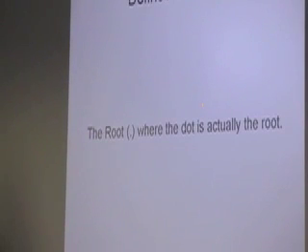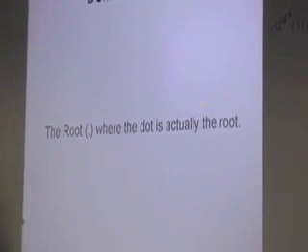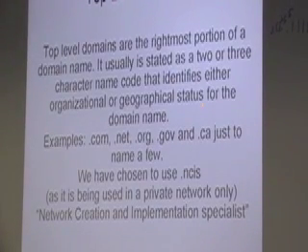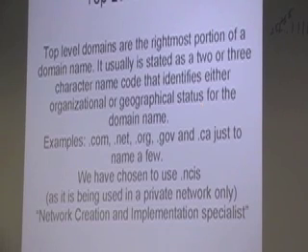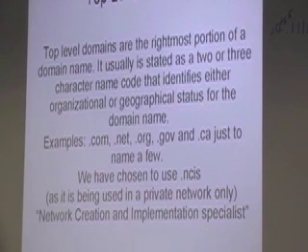Define DNS plans. The root: the little dot right here is actually the root of the name. There's actually a little dot down there, and that is the root. Top-level domains are the rightmost portion of a domain name. It is usually stated with a 2 or 3 character code that identifies either organizational or geographical status of the domain name. An example that everybody's real familiar with is .com, .net, .org, .gov, or .ca, just to name a few.